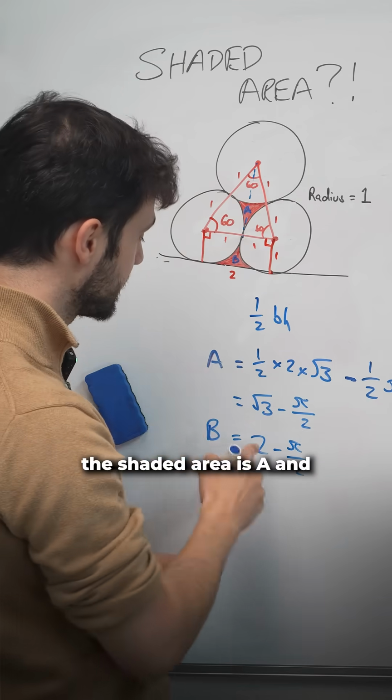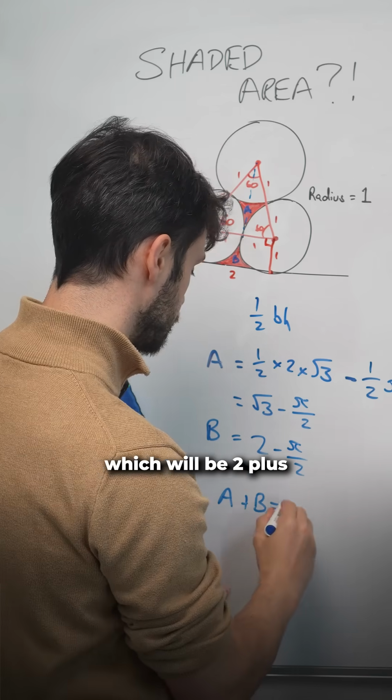So in total, the shaded area is A and B put together, which will be 2 plus root 3 minus pi.